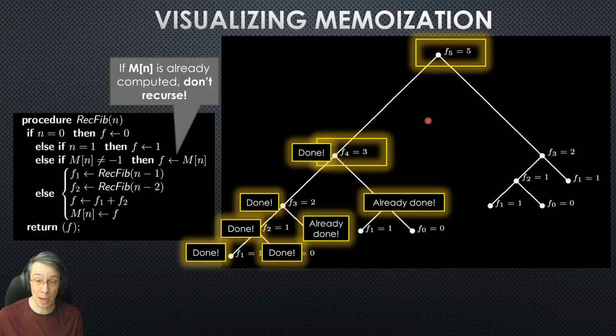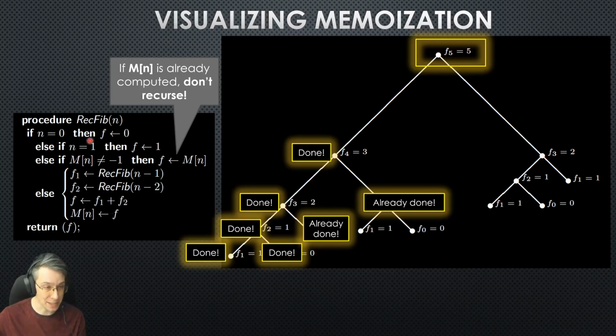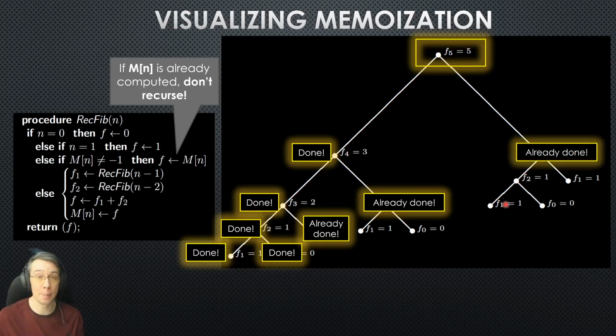So now when we pop up the recursive stack to F5, it's going to try to make a recursive call on the right looking for F3. And that call is going to see, am I base case 0? No. Am I base case 1? No. Have I been computed already? Is M3 already computed? It is. We computed it down here. So we're not going to do any recursive calls in the subtree. We're immediately going to return the value of F3.